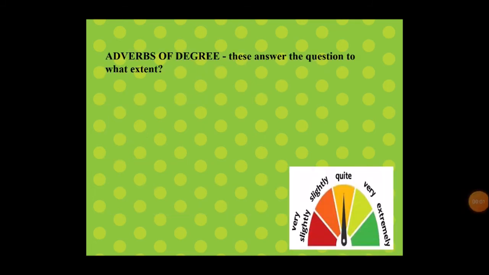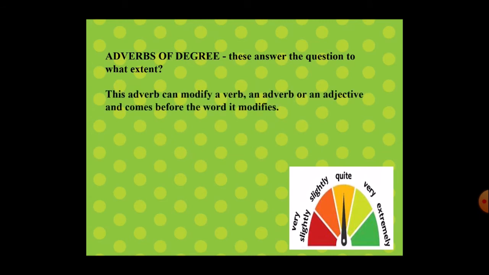Next is adverbs of degree. These answer the question to what extent. Adverbs of degree tell us more about the intensity of the verb in the sentence. In other words, they describe how much or to what degree. This adverb can modify a verb, an adverb, or an adjective and comes before the word it modifies.